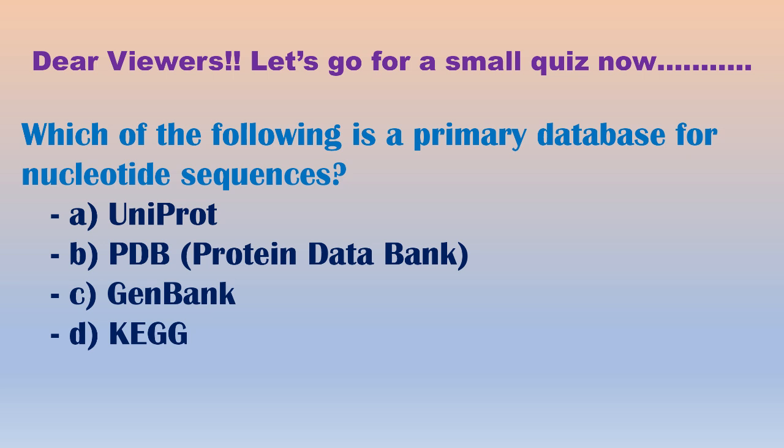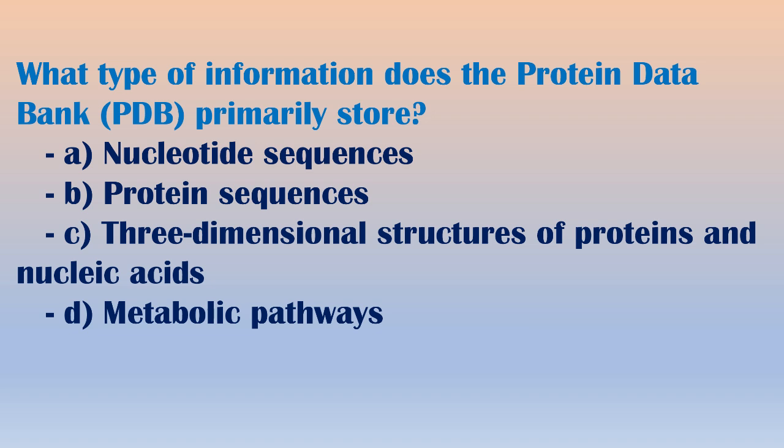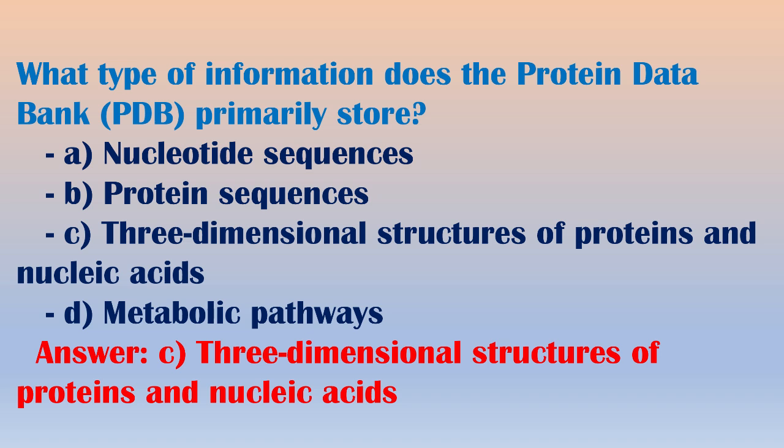Dear viewers, let's go for a small quiz now. Which of the following is a primary database for nucleotide sequences? UniProt, PDB, that is Protein Data Bank, GenBank, or KEGG? Give your answer now. Next one. What type of information does the Protein Data Bank, PDB, primarily store? Nucleotide sequences, protein sequences, three-dimensional structures of proteins and nucleic acids, or metabolic pathways? Friends, the answer is three-dimensional structures of proteins and nucleic acids.